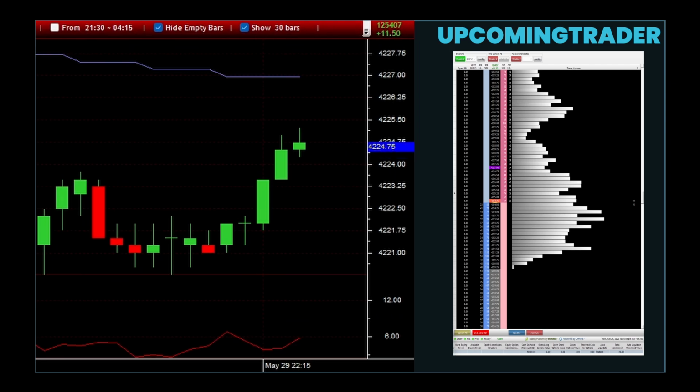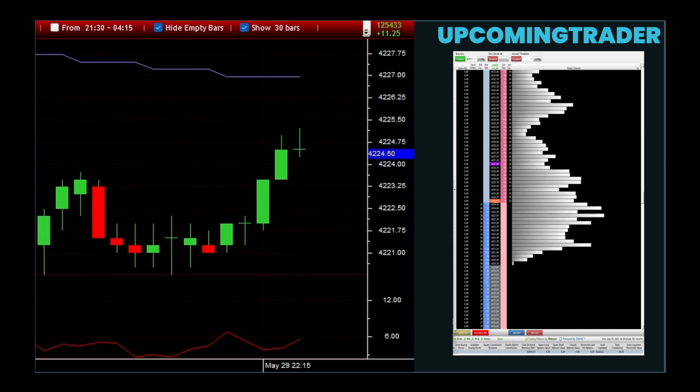Speaking of other indicators, combining TPO charts with other tools makes them even more powerful. For example, volume profiles can add another layer of understanding. While the TPO chart shows where the price spent time, the volume profile shows where the most volume traded. Together, these two tools can confirm key levels and help you make better decisions.